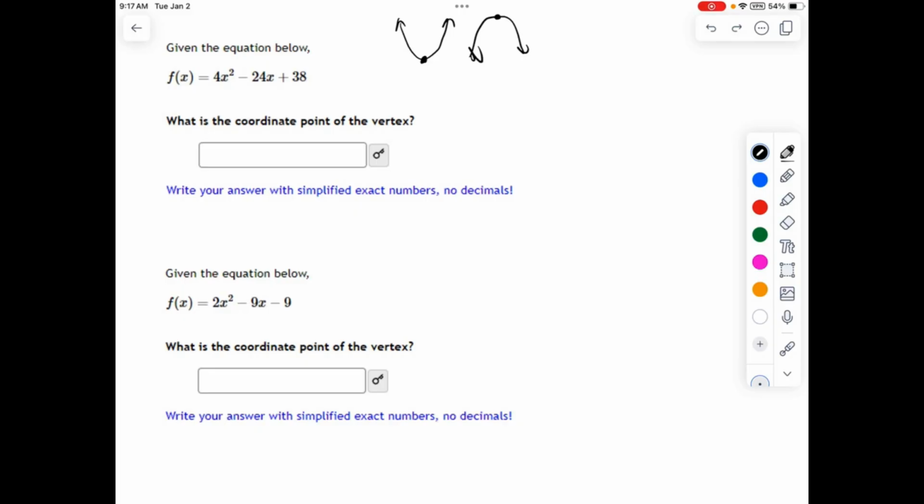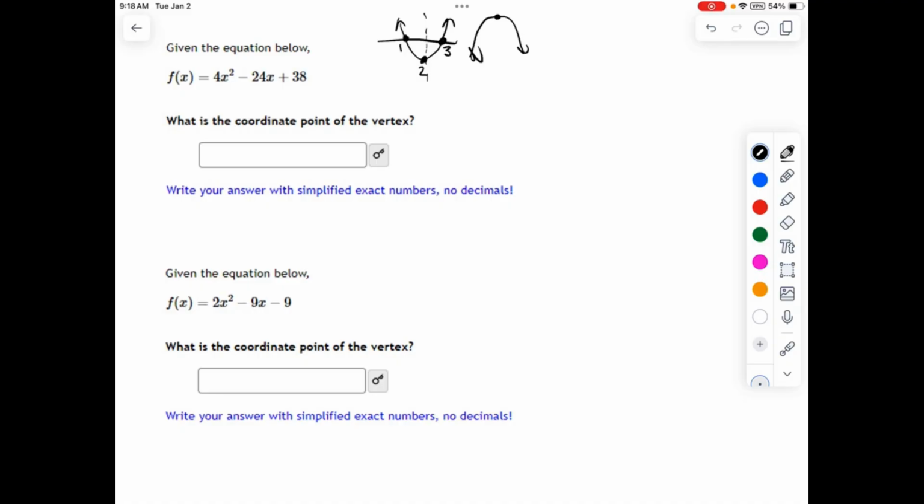You can use your x-intercepts, because if you have x-intercepts, the vertex is going to be literally in the middle of them. So if you have your two x-intercepts, let's say one is at 1 and the other is at 3, that means your vertex is guaranteed to be at 2. It has to be in the middle. And that will always work.